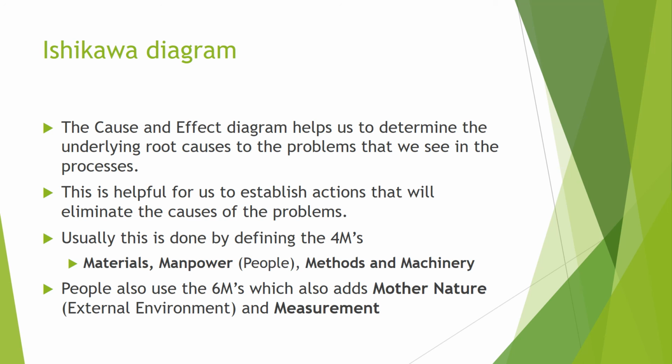Usually when you do an Ishikawa diagram, you do it by defining the four M's, which are materials, manpower or people, methods, and machinery. But people also like to extend the concept of the four M's to six M's, which also adds mother nature, that means the external environment in which you are working, and measurements. Because remember that sometimes our errors come from our measurements. It's not that we're doing the process incorrectly, but that we're measuring things incorrectly. And that might lead us to think that maybe we're doing things wrong.